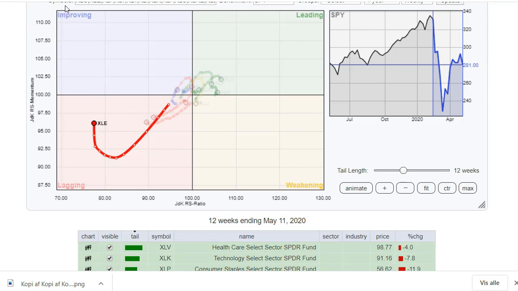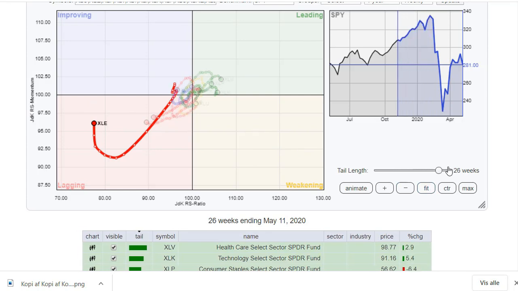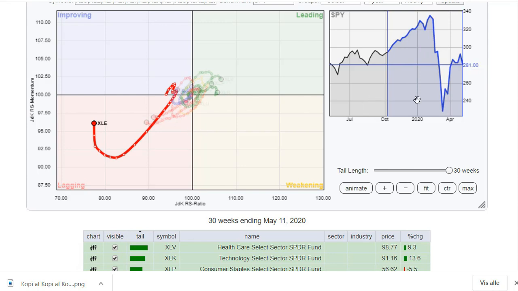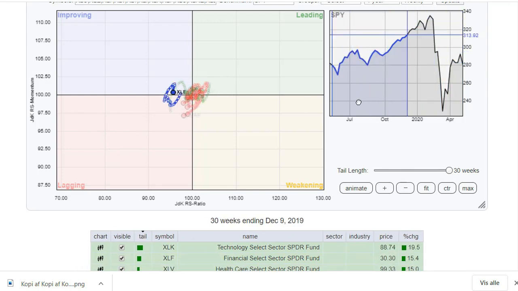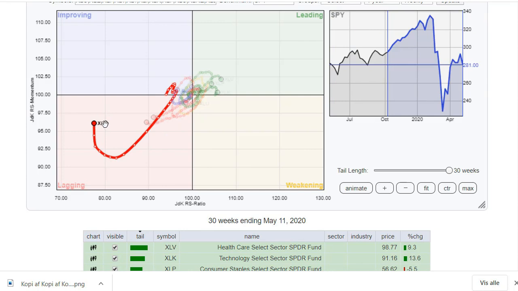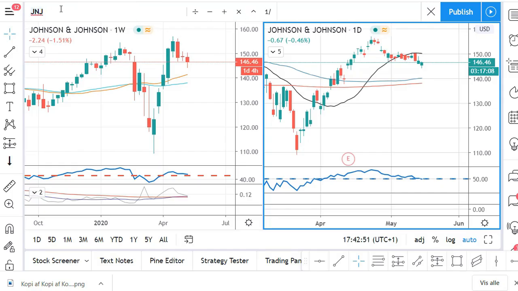Then when it moves up into the blue area here, you can see it says improving. Then we have leading and we have weakening. So that is the way this is moving. You can see here, if I go out into 30 weeks, this is not the clearest of them, but it has its own life where it moves around in these four quadrants. So what we can see here is that the XLE really has bottomed out, and the XLE is of course where a lot of the energy stocks, the oil stocks and so on, have been beaten pretty much down. But let's have a look at a chart of the XLE.